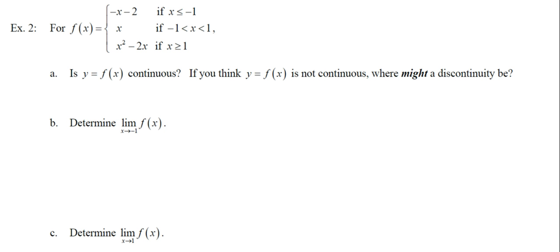Example 2. For f of x equal to negative x minus 2 if x is less than or equal to negative 1, and so on. Is y equals f of x continuous? I don't think we can tell just by glancing at it, but if it's not continuous, where would we want to be looking? What values of x do we want to look at if we think it might not be continuous? -1 and 1, right? Because this is where we're going to change.